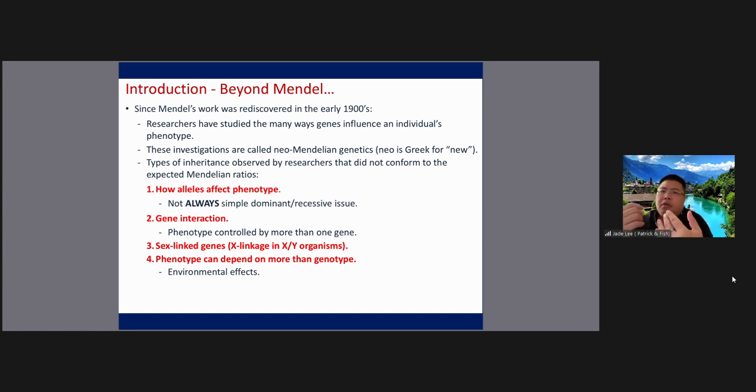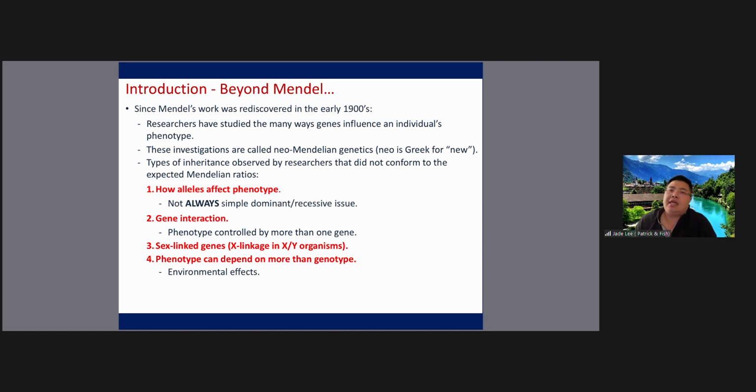As we know, what is beyond Mendelian genetics is that Mendel's work was rediscovered in the early 1900s, and researchers have studied many ways genes can influence individuals. Also, types of inheritance observed by researchers did not conform to the expected Mendelian ratio, because Mendelian genetics is imperfect. Like your Mendelian law of dominance and recessiveness, and segregation and assortment.